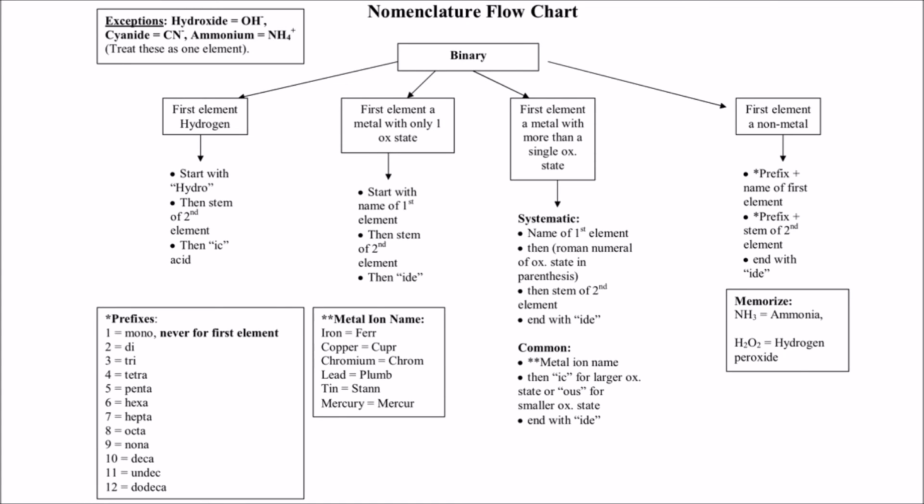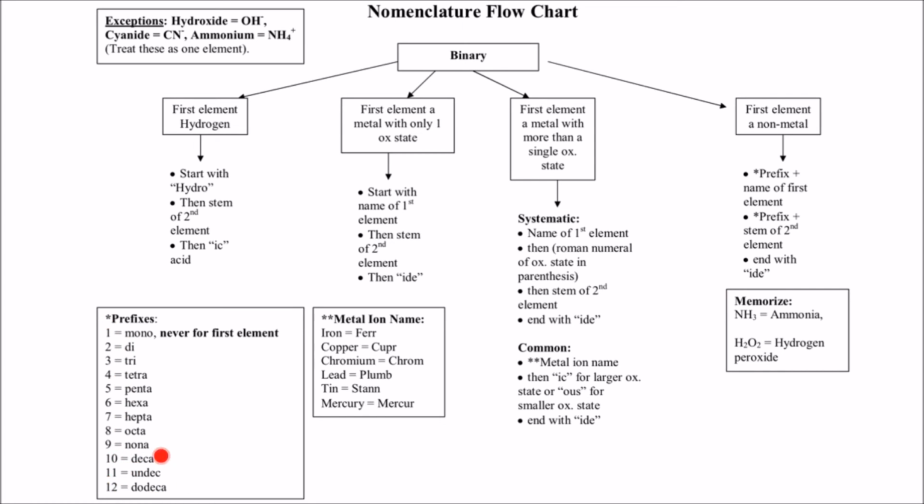So if you're following along in your flowchart, we're on the binary side. We're over here at first element non-metal. We have prefix plus the name of the first element, prefix plus the stem of the second element, and then we end with IDE. You'll notice we have one asterisk, which is pointing to this box of prefixes, so I have them all listed here for you.